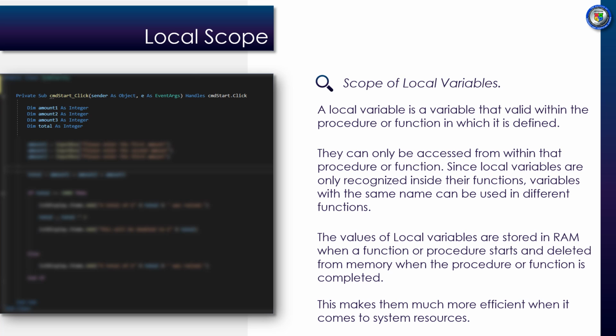The values of those local variables are stored in RAM when a function or procedure starts, and they are deleted from memory when the procedure or function ends or is completed. This makes them much more efficient when it comes to system resources.